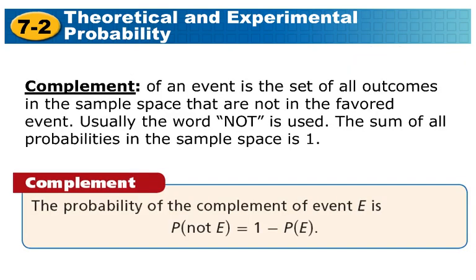So, then we have something called a complement, and the complement is basically, well, here's our definition, the set of all outcomes in the sample space that are not in the favored event. So, for instance, the complement of winning would be losing. Okay. So, in this case, it's usually used with the word not, and so the probability of the complement of event E is that not E is occurring.